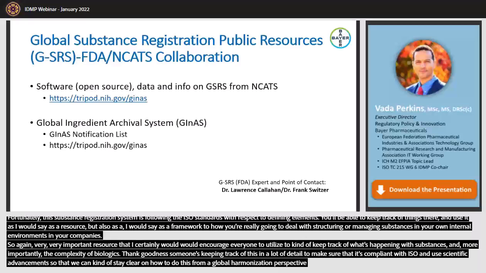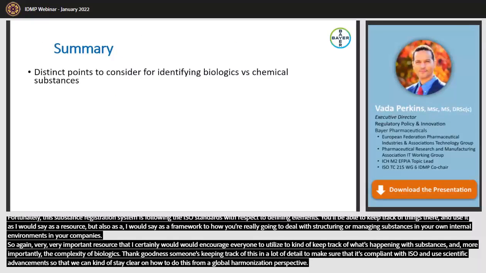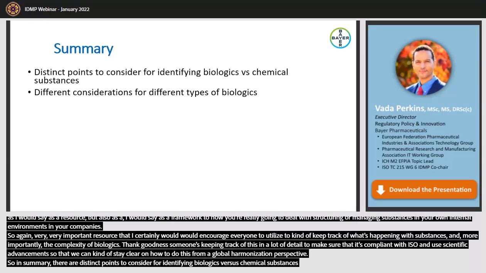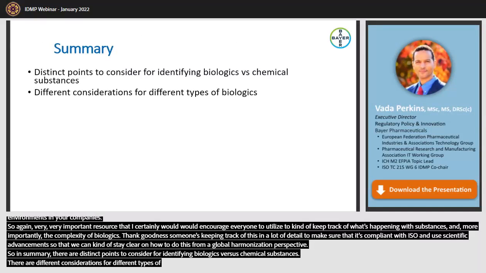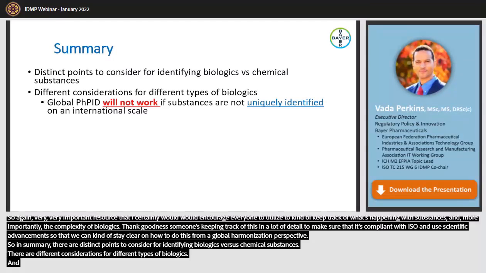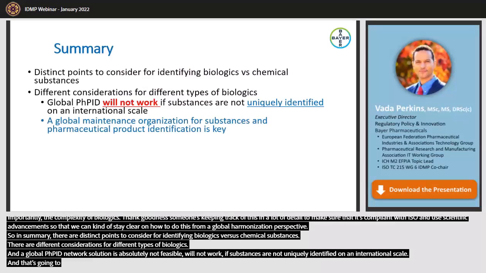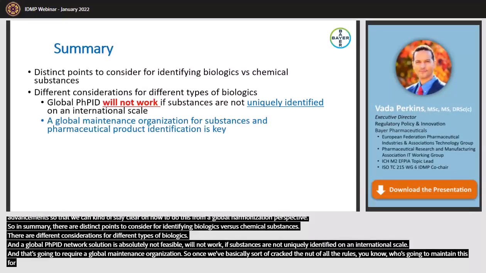So in summary, there are distinct points to consider for identifying biologics versus chemical substances. There are different considerations for different types of biologics. And a global PHPID network solution is absolutely not feasible, will not work if substances are not uniquely identified on an international scale, right? And that's going to require a global maintenance organization. So once we've basically cracked the nut of all the rules, who's going to maintain this for substances and pharmaceutical products? And that's key.